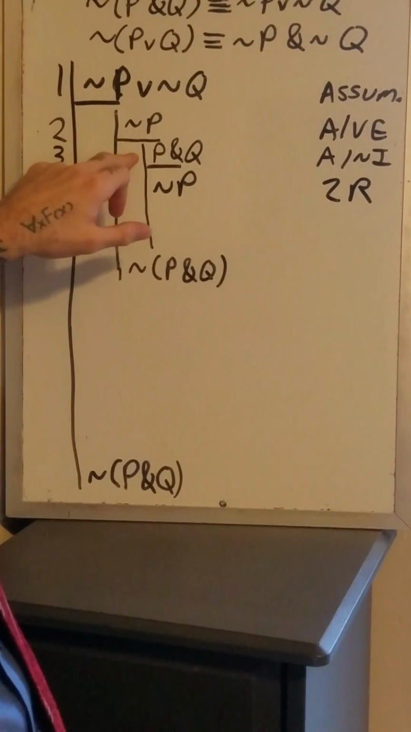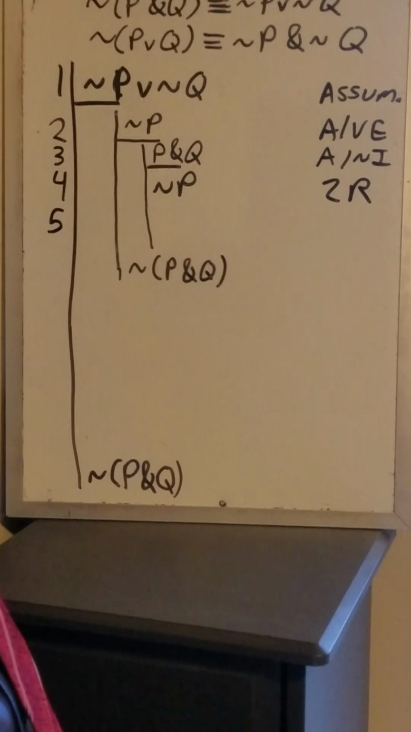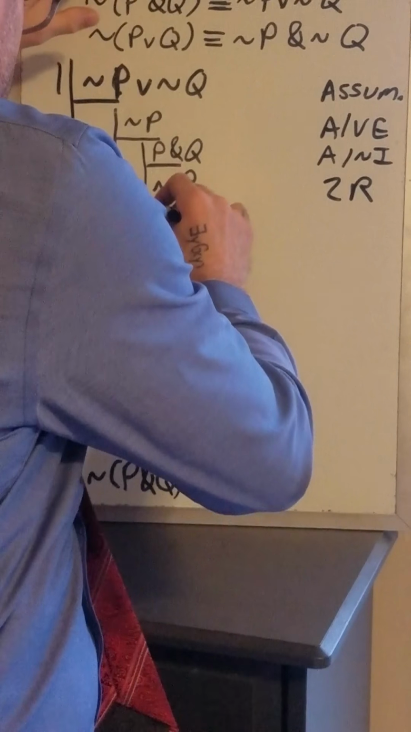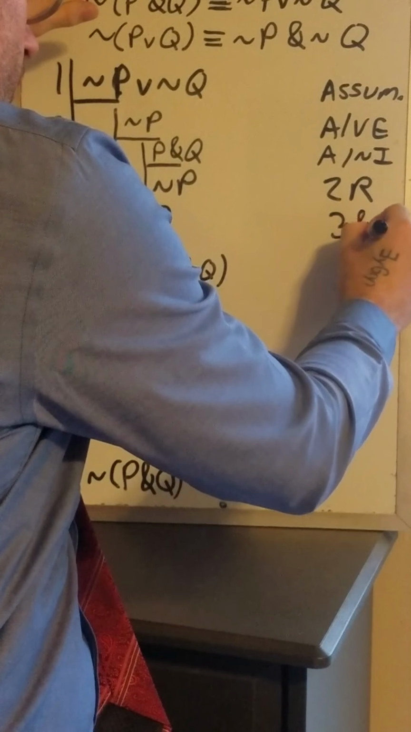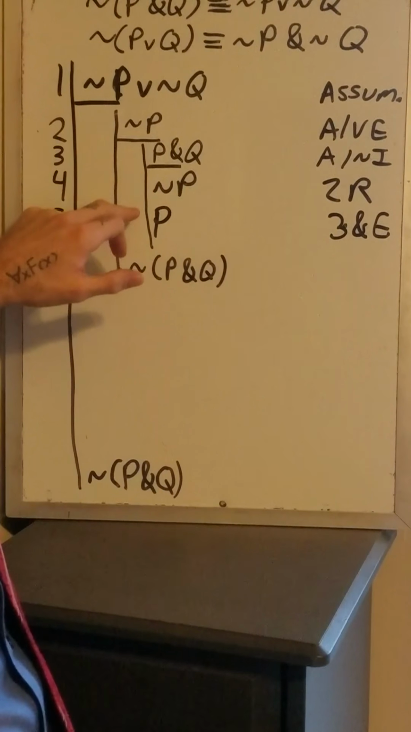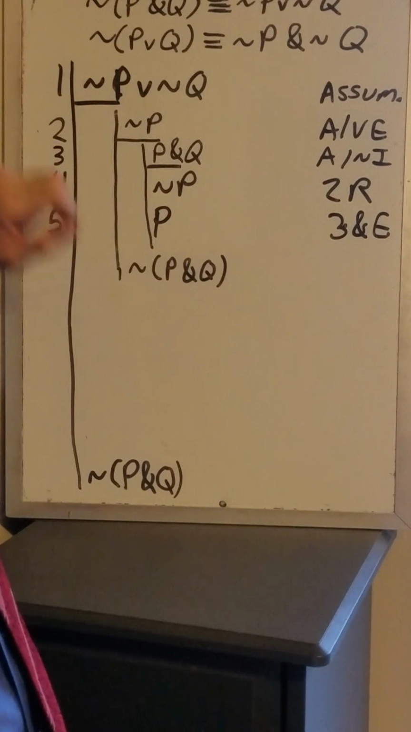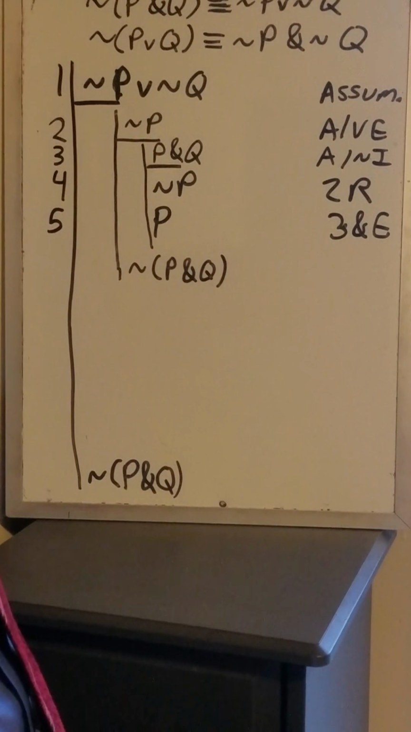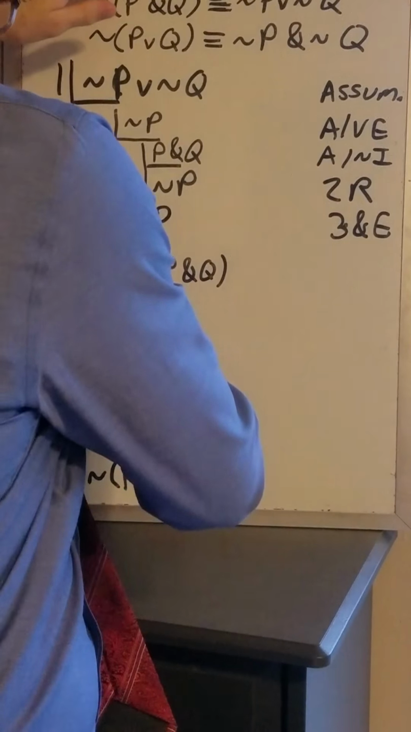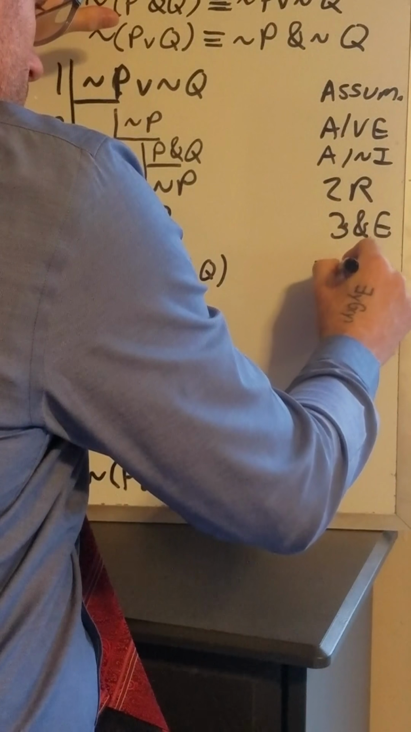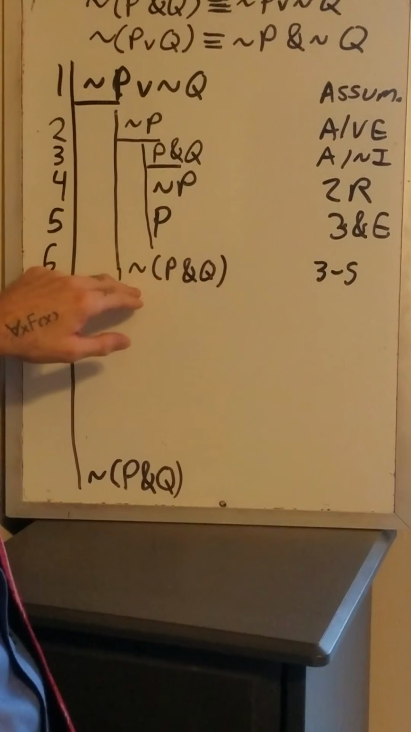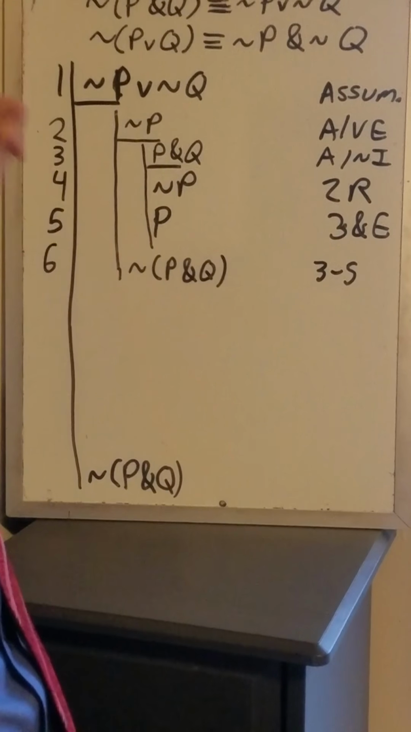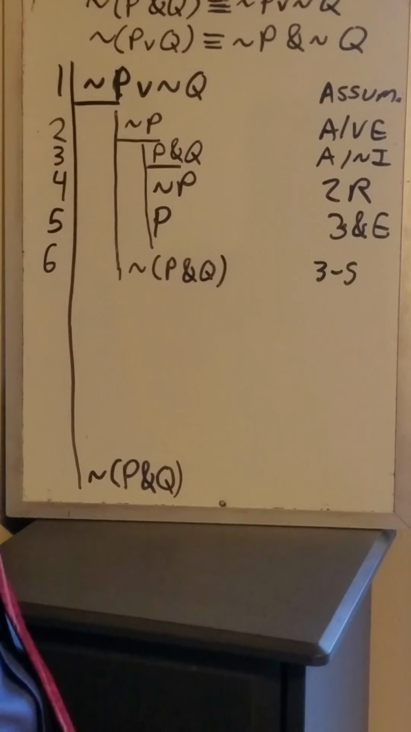Now what we can do is conjunction elimination on line 3 to get P. So we have P and not P. And so for line 6, negation introduction, lines 3 to 5.